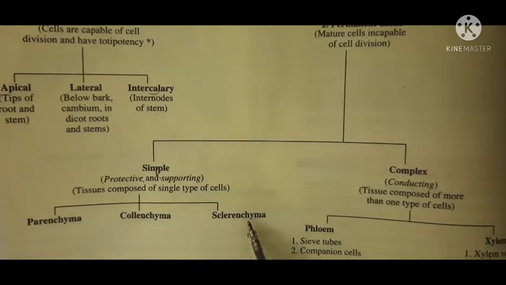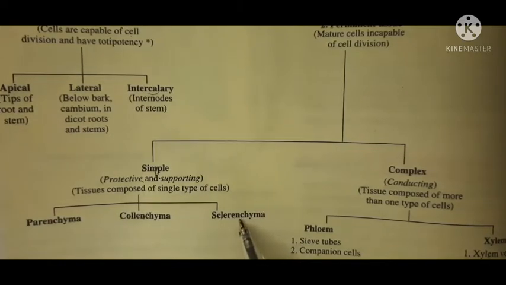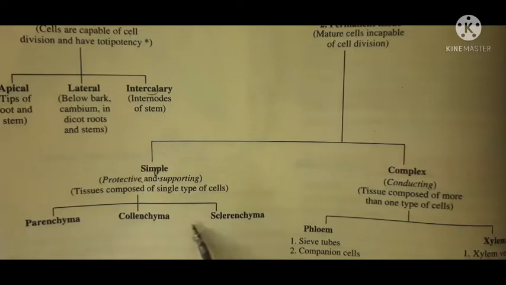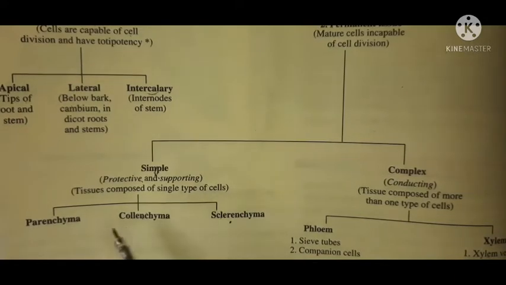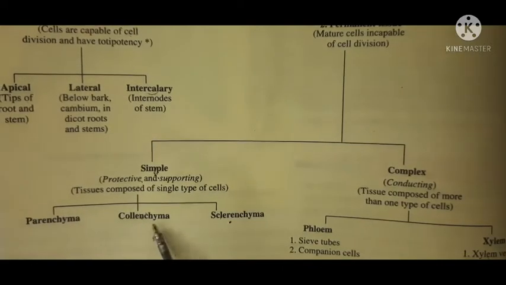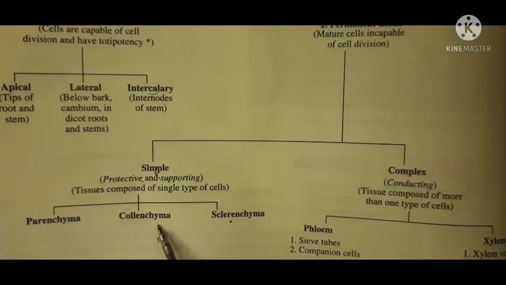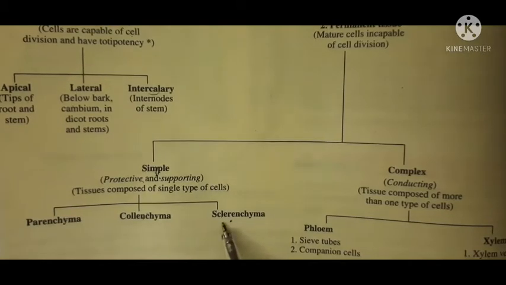Okay, so I hope you have understood this thing. So there are three types of simple tissue, that is parenchyma. Okay, so in parenchyma the cells are living and they store food. Collenchyma, and what is collenchyma? Collenchyma is a tissue which provides flexibility to the plants. And sclerenchyma is a supporting tissue, it gives strength and support to the parts of the plant. Is it clear to everyone?